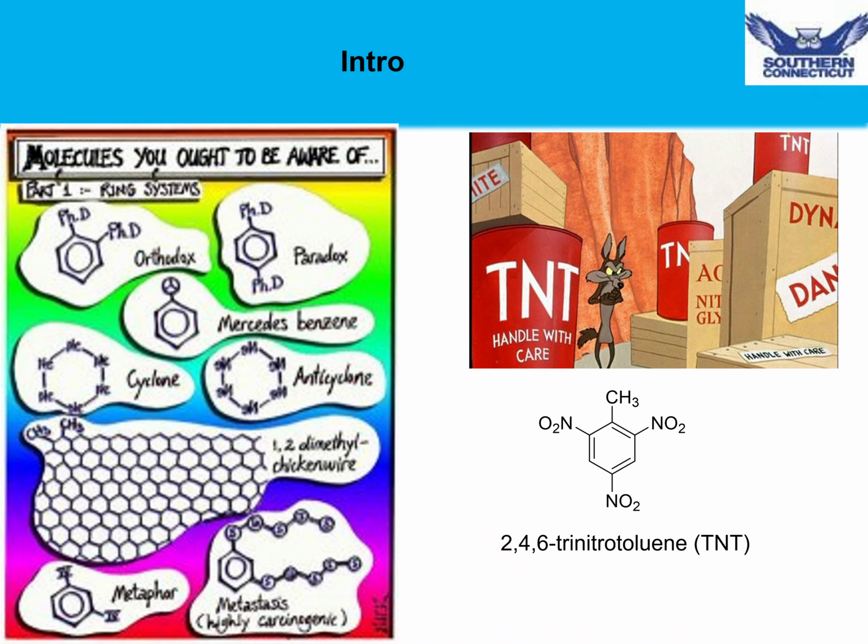TNT, or 2,4,6-trinitrotoluene, is an aromatic compound that contains 3 nitro groups and a toluene molecule.